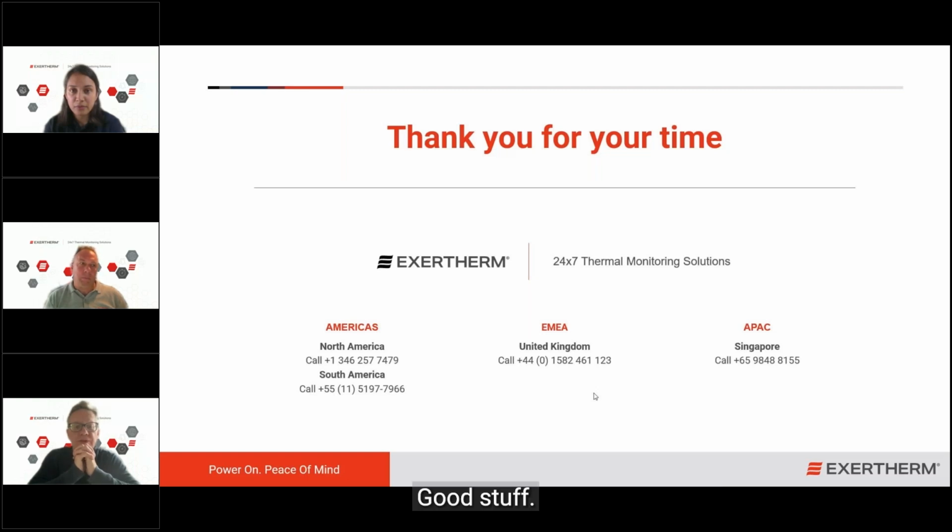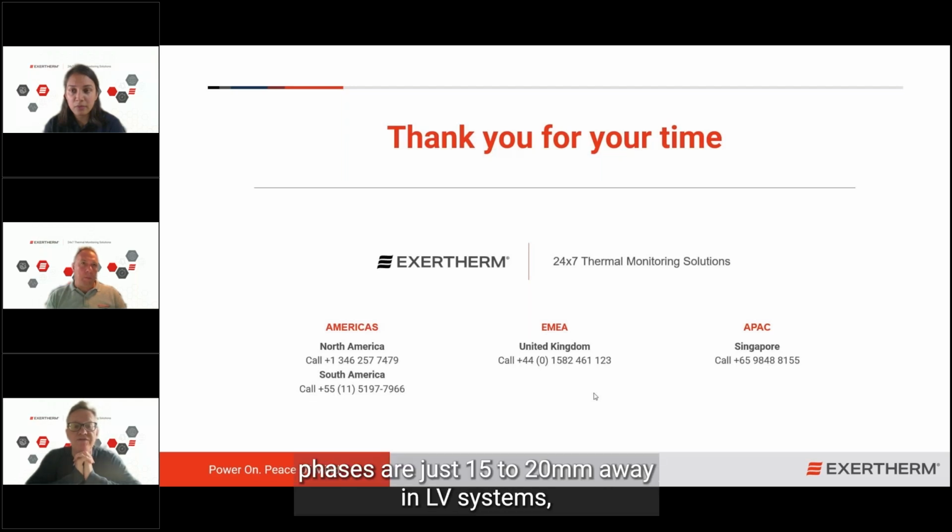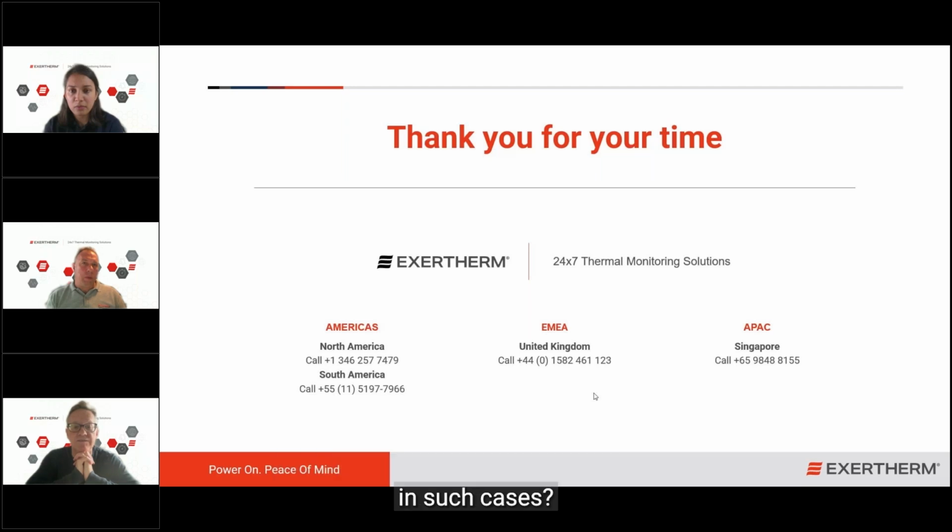Good stuff. One just in here. If the panel width is 600 millimeters and the 3 or 4 phases are just 15 to 20 millimeters away in LV systems, how do we maximize the temperature monitoring in such cases?